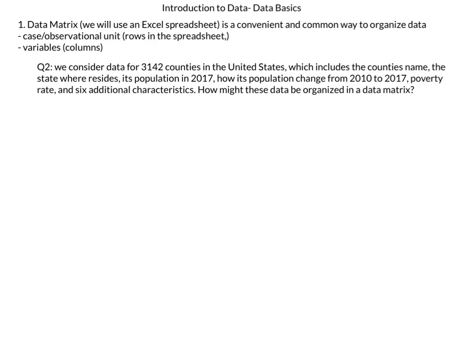The second example in our book is we considered data for 3,142 counties in the United States, which includes the county's name, the state where it resides, its population in 2017, and how its population changed from 2010 to 2017, poverty rate, and 6 additional characteristics. How might these data be organized in a data matrix?